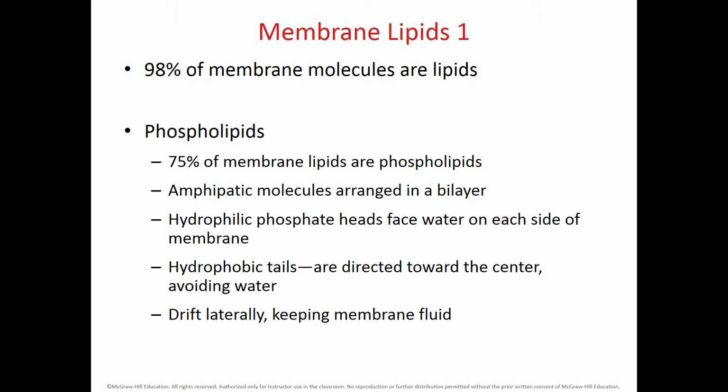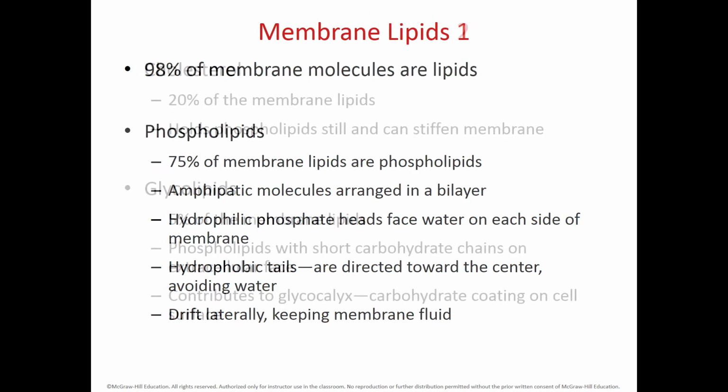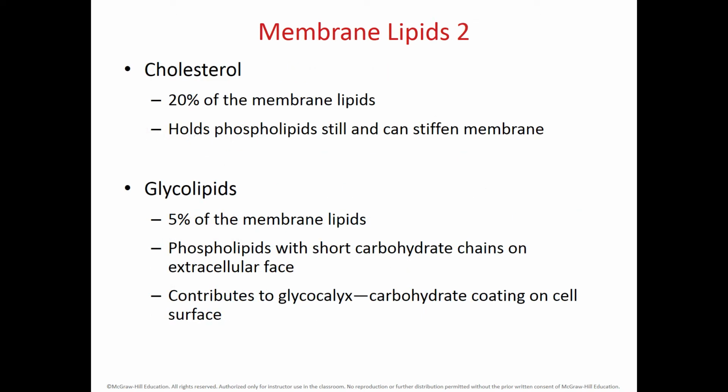These phospholipids are not static. They are drifting laterally and even rotating, keeping the membrane fluid. Now, 20% of the plasma membrane lipids is made out of cholesterol, which helps to hold the phospholipids still and can stiffen the plasma membrane. 5% of the membrane lipids are combined with carbohydrate chains, so we have glycolipids.